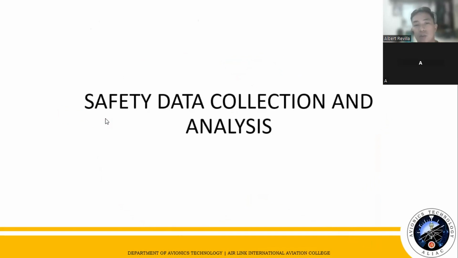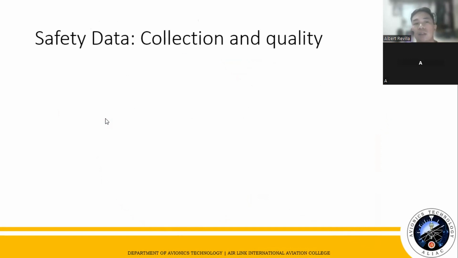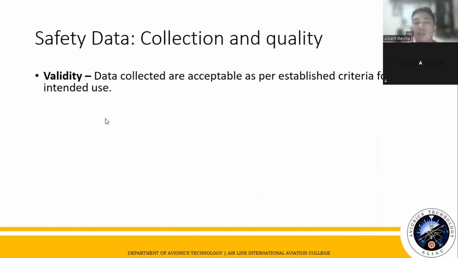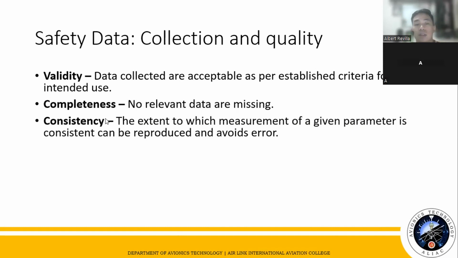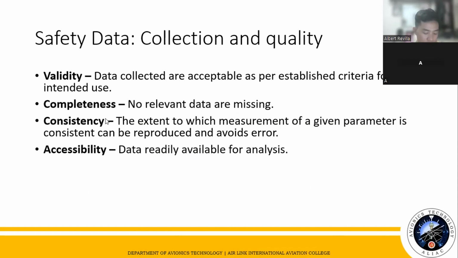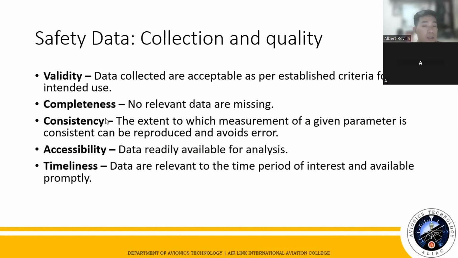So, in safety data collection and analysis, safety data collection and quality, there is validity: data collected are acceptable as per established criteria for the intended use. Completeness: no relevant data are missing. Consistency: the extent to which measurement of a given parameter is consistent, can be reproduced, and avoids errors. Accessibility: data readily available for analysis. Timeliness: data are relevant to the time period of interest and available promptly. So, you know, of course the data should not be old.